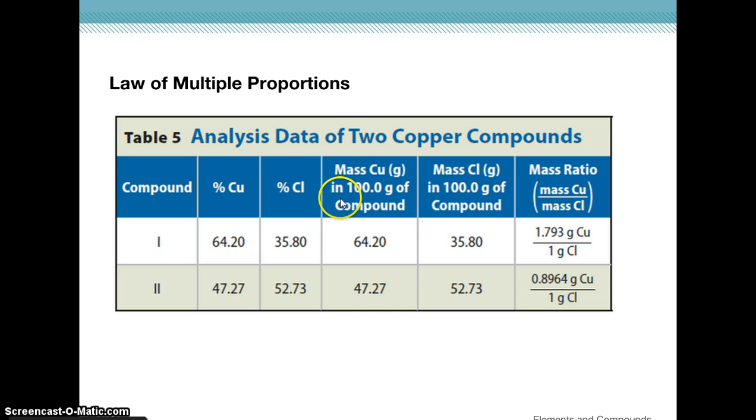So here you can see an example of 2 copper compounds. In the first compound, copper is 64.2% by mass, 35.8% chlorine by mass. And in the second compound, copper is 47.27% by mass, and chlorine is 52.73%. So they're made out of the same elements, but they have different mass ratios. You can see here the copper to chlorine mass ratio is different. So that's the law of multiple proportions.